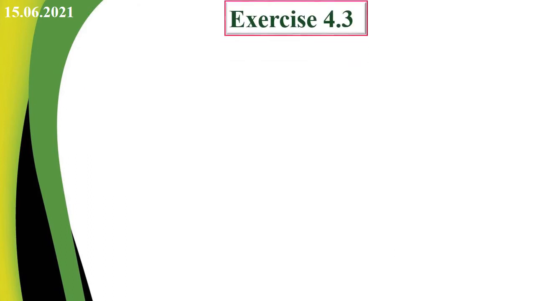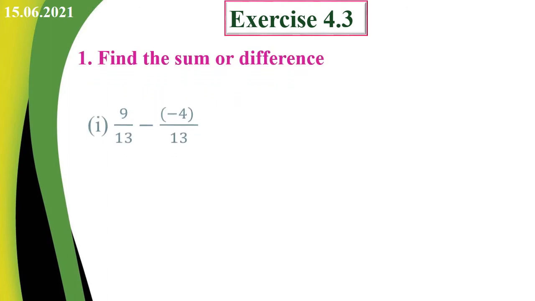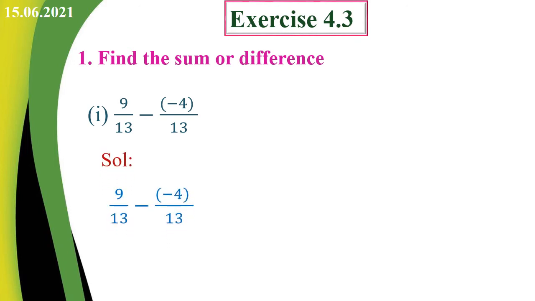Let's see exercise 4.3. First Roman, find the sum or difference. First question, 9 by 13 minus 4 by 13. Here sum means addition, difference means subtraction. The first question is subtraction. Let us find the solution. The first step, check the denominators. Here the denominators are the same. The second step, we just subtract the numerators over the denominator. So we get 9 minus 4 by 13.